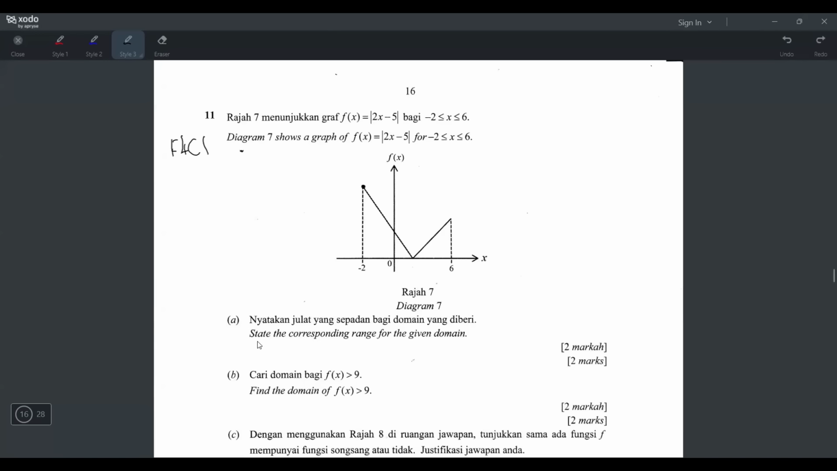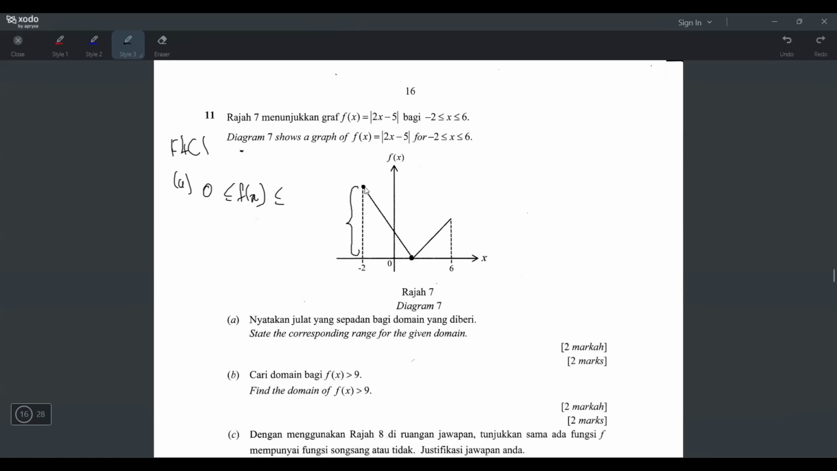So that's the range of x. And then part A says state the corresponding range for the given domain. It means they want you to find the range for the y-axis, or the range of f(x). This is the range of x, but I want the range of f(x). So to find the range of f(x), we need to take the lowest point and the highest point. Yeah, because the y-axis is a vertical line. So to find the range of the y-axis, you look vertically. But if you want the range of x, you look horizontally. All right, what is the lowest point? This one, right? So what's the y coordinate of this point? 0. That means the minimum is 0.